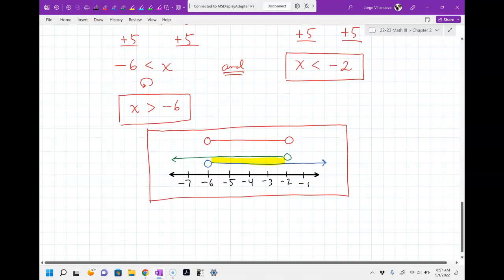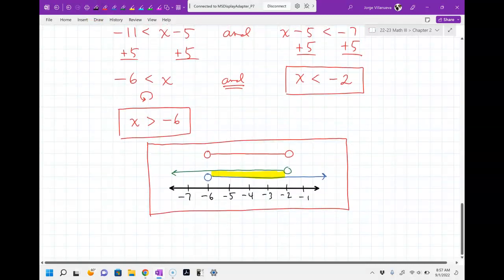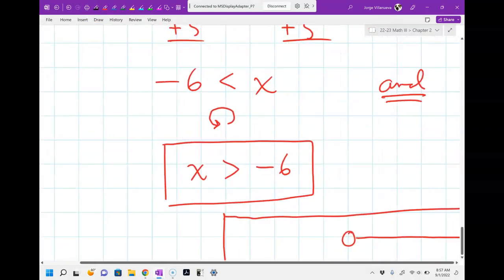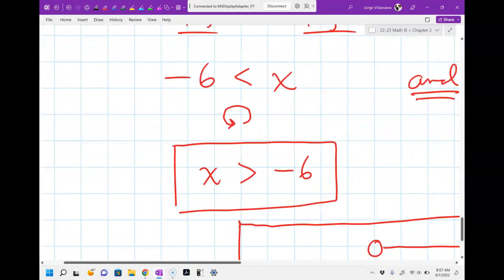Any questions on this one? Remember, for right there, your answer was this, okay? Well, it still is. Your answer is that. But a lot of people have a hard time graphing -6 less than x. Like they don't really understand it. So an easier way is just to flip it around, right? Rewrite it. X greater than -6 makes a lot more sense to people.